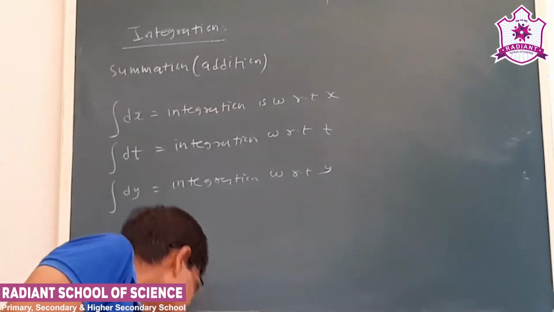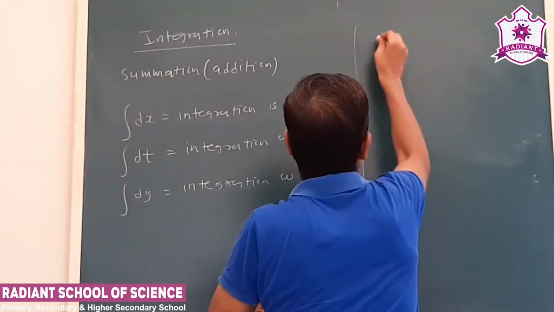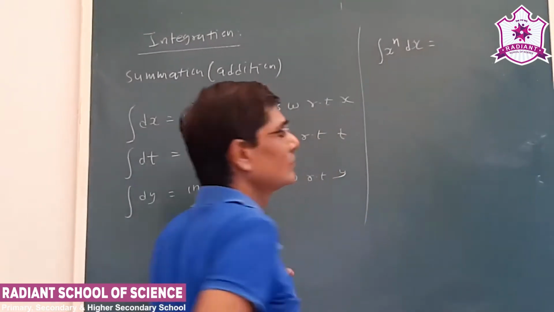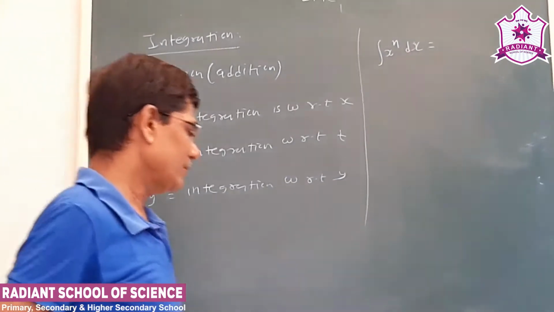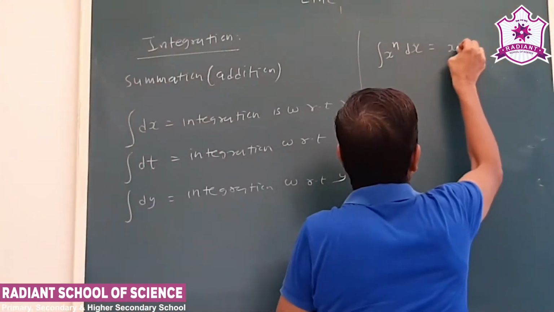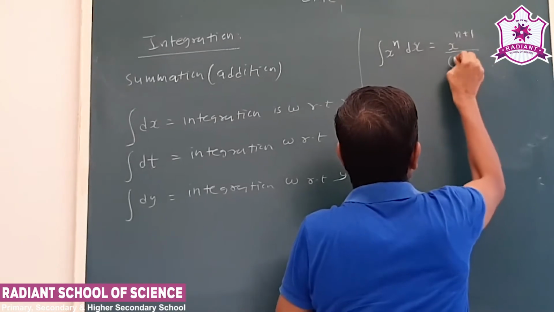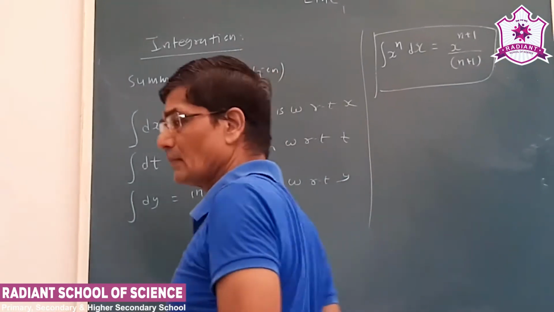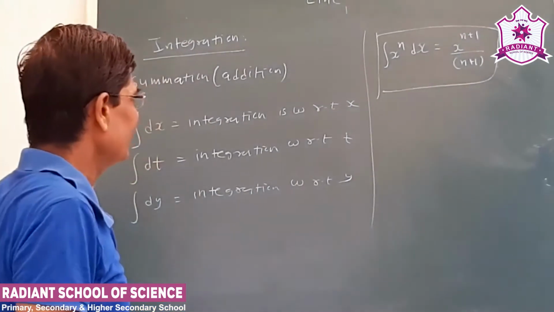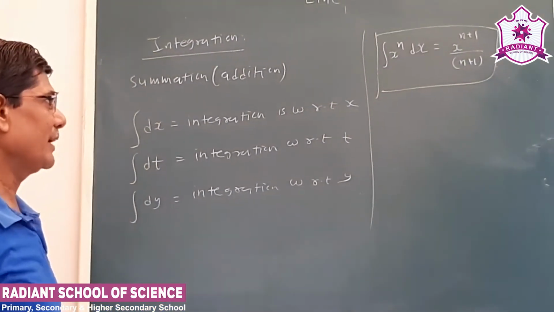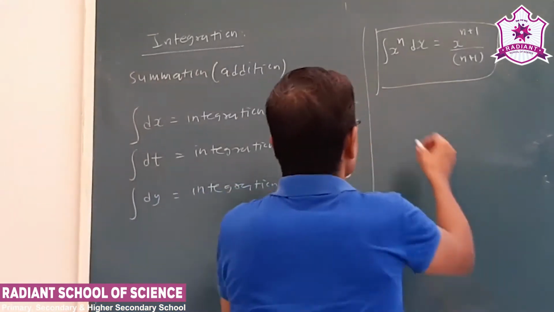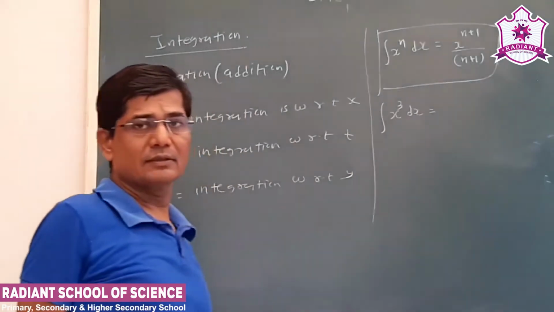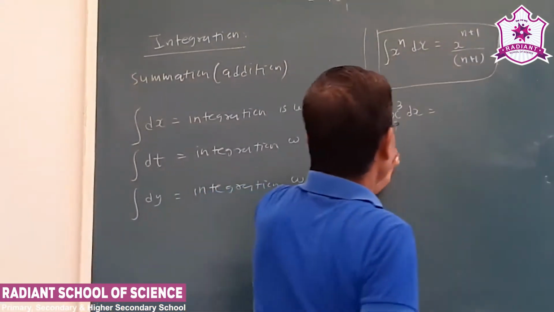Now see, we start with a basic formula. Let us say integration of x to the power n. The formula is like this: x to the power n plus 1 upon n plus 1. This is the most basic formula for integration. Integration x raised to n dx is x to the power n plus 1 upon n plus 1. Suppose x cube dx, see what is the value of n here.